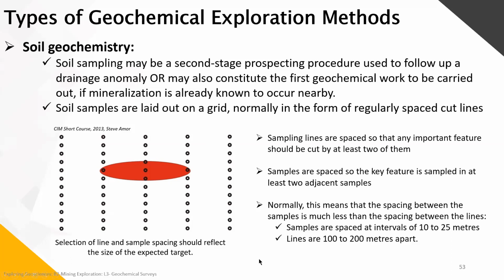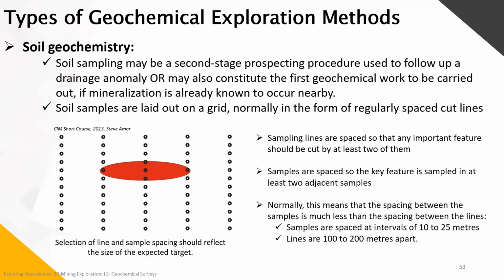So soil sampling may be a second stage prospecting procedure used to follow up a drainage anomaly, or may also constitute the first geochemical work to be carried out if mineralization is already known to occur nearby. Soil samples are laid out on a grid, normally in the form of regularly spaced cut lines. Sampling lines are spaced so that any important feature should be cut by at least 2 of them.